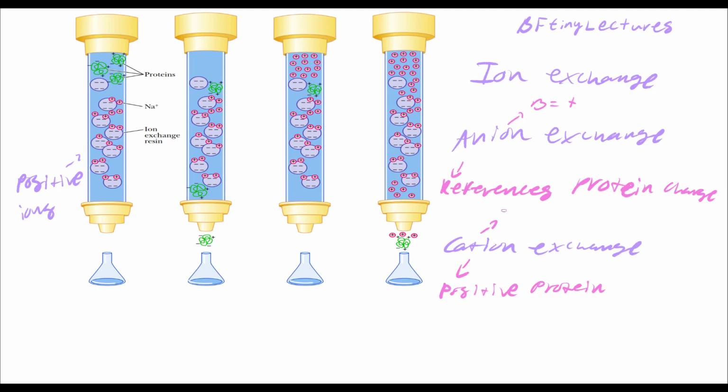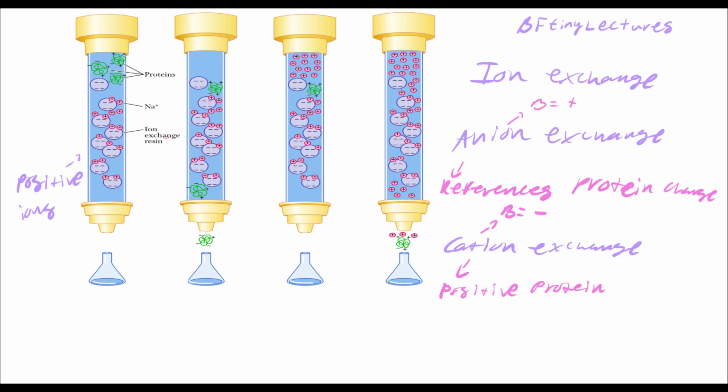And that means that the buffer is going to be negative. So in that case, we would be using negative ions to attract positive proteins, right? So that's all you're doing. So yeah, in cation exchange, the negative buffer picks up the positive proteins and puts them into a test tube. And in anion exchange, a positive buffer, which in this case would be sodium, picks up the proteins and carries them to the buffer.